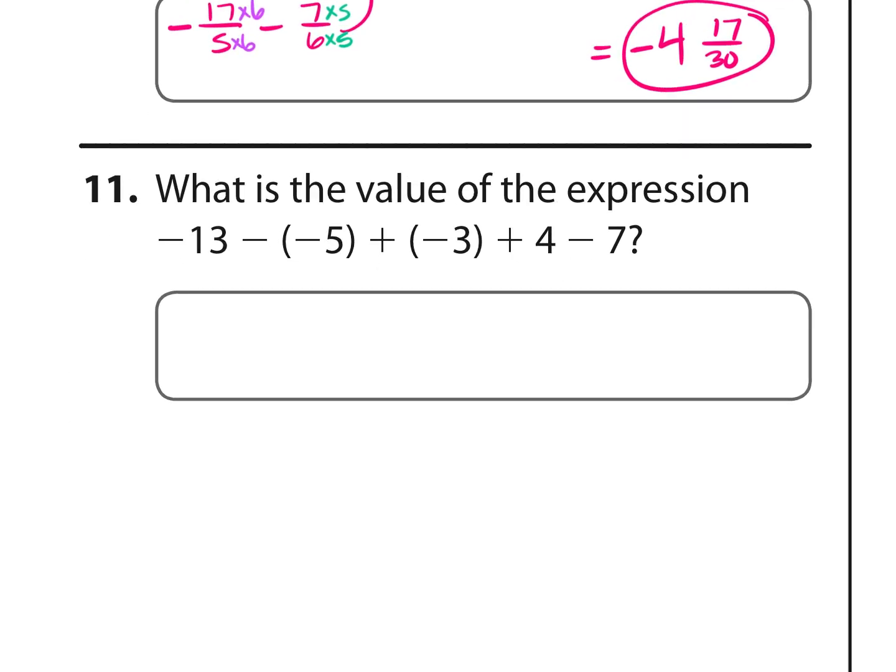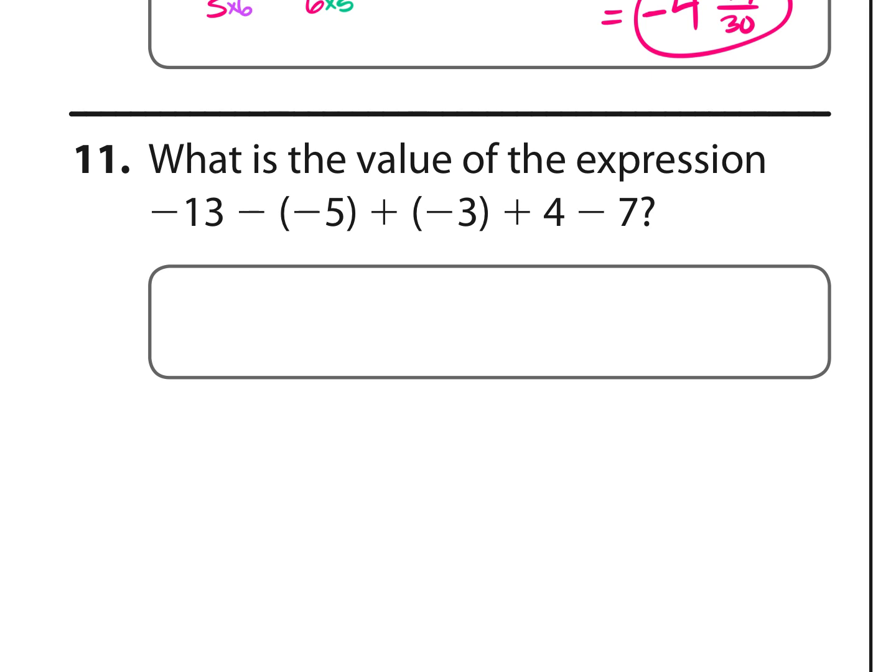Number 11, what's the value of this expression? I would like to clean this up a little bit. So I've got negative 13, and then I have this minus a negative, which is the same as adding 5. And then we have this plus a negative, which is the same as subtracting 3. And we'll bring down this plus 4 minus 7. So I'm just going to go through here and do this one step at a time. This is order of operations. Adding and subtracting is the same step, and we're going left to right.